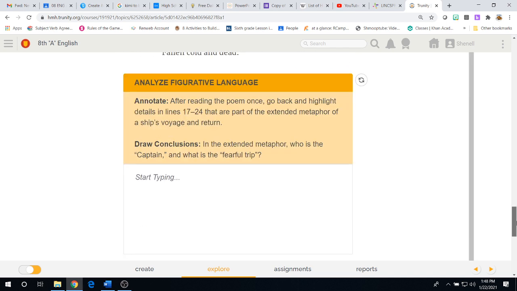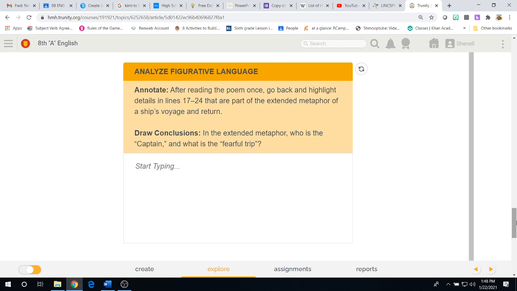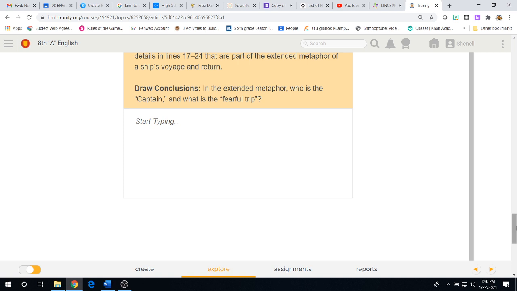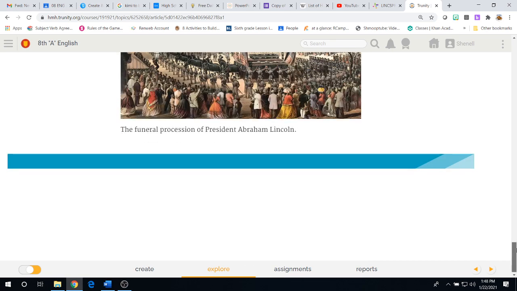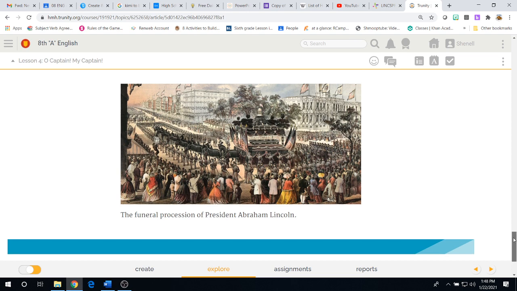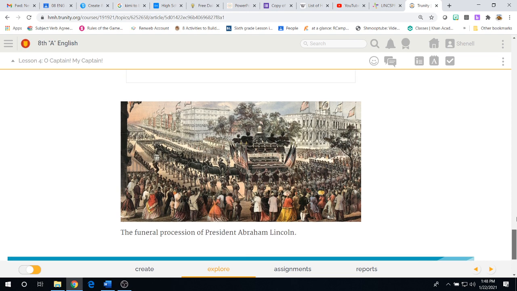Continue reading, and then we come to analyze the figurative language. Annotate. After reading the poem once, go back and highlight details in lines 17 to 24 that are part of the extended metaphor of a ship's voyage and return. Once you've done that, come back to the platform and type in your answer for the draw conclusions. In the extended metaphor, who is the captain and what is the fearful trip? And then here we have a picture of the funeral procession of President Abraham Lincoln.